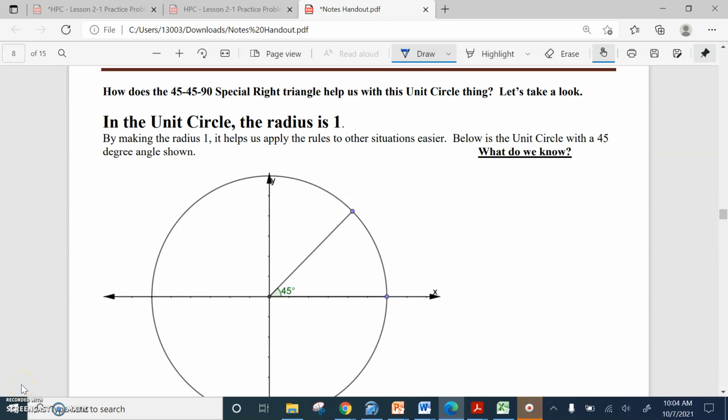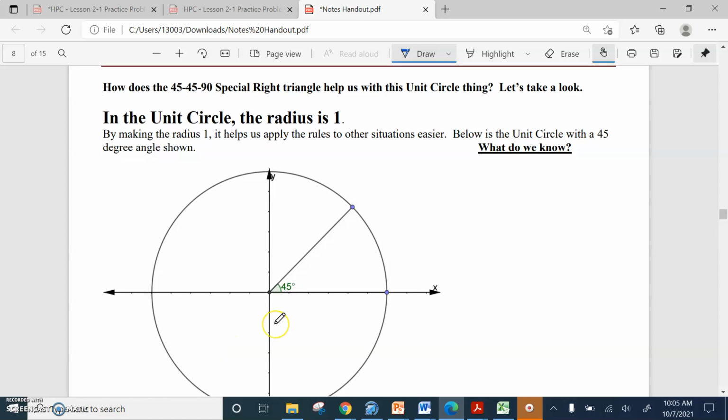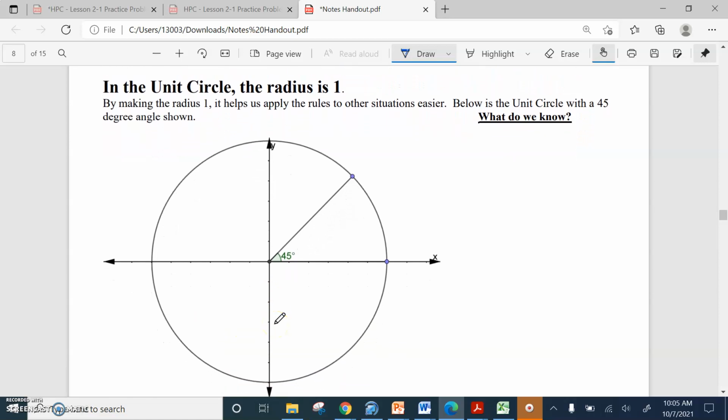All right, as we are continuing through Unit 2-3 notes, we're looking at that 45-45-90 triangle, that special right triangle that is going to help us in the unit circle. As we take a look at this circle that's been drawn for us, the first thing it notes is by making the radius 1, it helps us apply the rules to other situations easier. Yes, it does, for reasons we are going to dive into here.